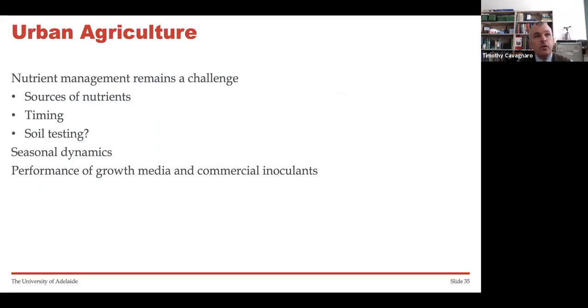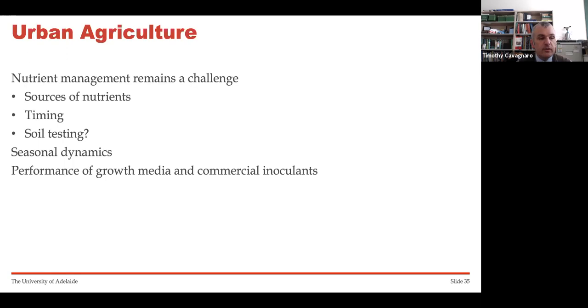I think there's also a role here for soil testing, and we have a proposal out there at the moment where, if successful, we'll be looking at soil samples from a couple of 100 different urban ag sites across Adelaide to try and look at baseline levels of nutrients and some other things as well. But I think soil testing is something to think about as well.